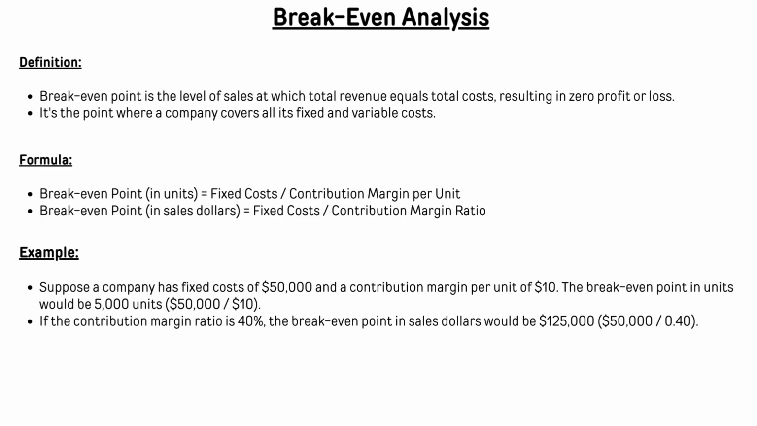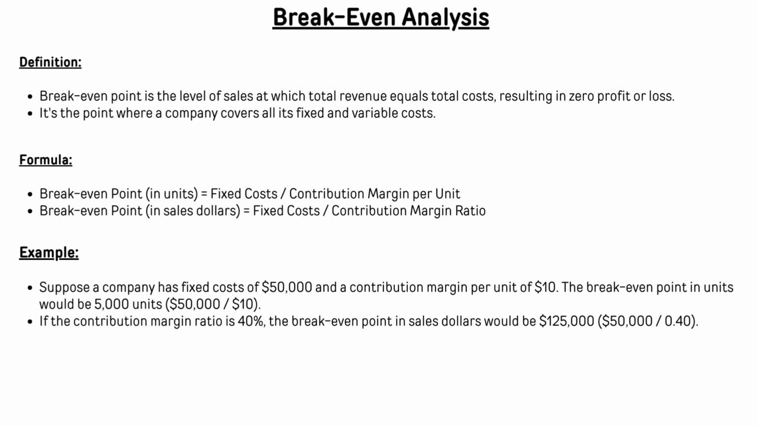Break-even analysis. Break-even point is the level at which total revenue equals total costs, resulting in zero profit or loss. It's the point where a company covers all its fixed and variable costs. Formula for break-even point is fixed cost divided by contribution margin per unit.